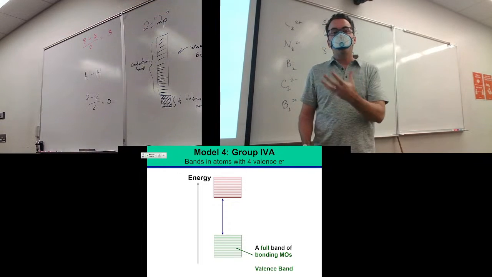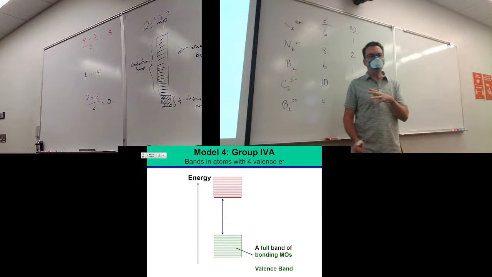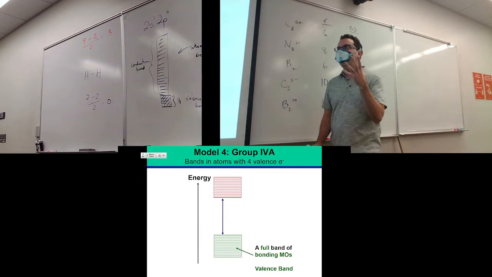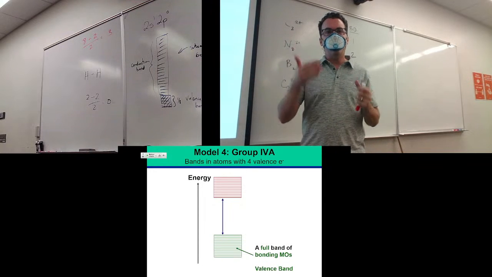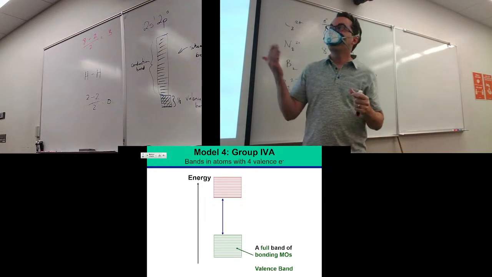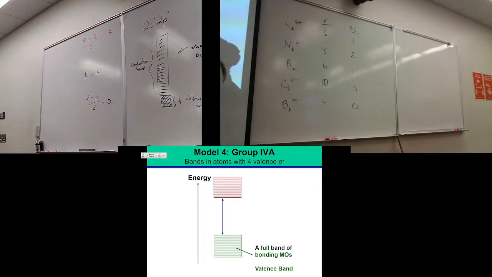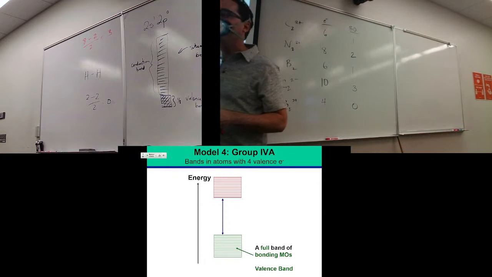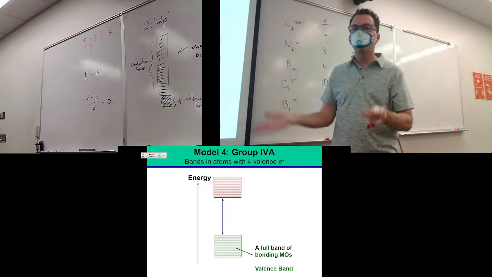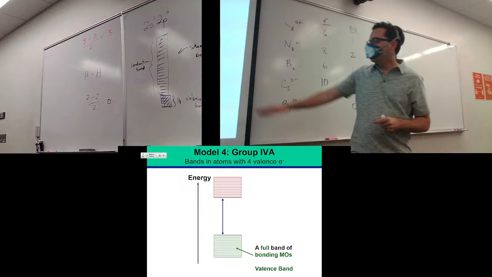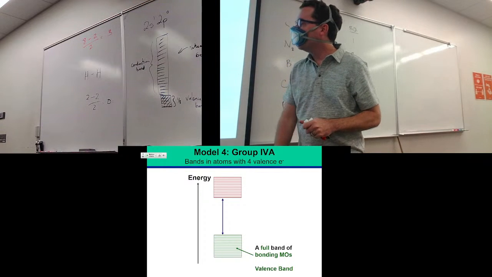And because we're focusing on group 4, it makes our band very predictable. The valence band is going to be full. The conduction band is always going to be empty because it's group 4. So that'll make things simple. So there we go. That's what a group 4 band diagram looks like.